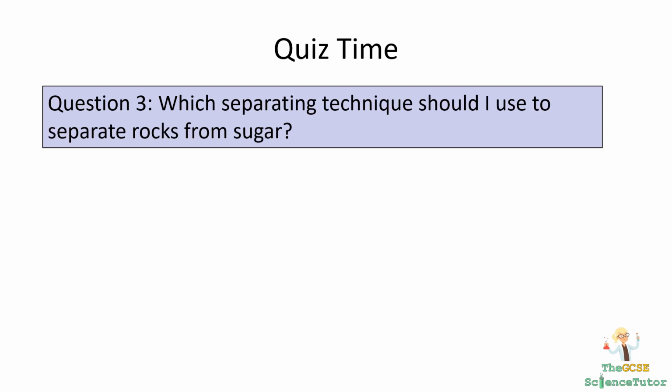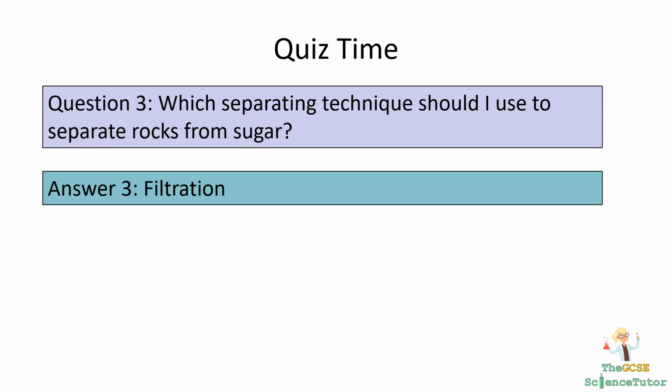Question 3. Which separating technique should I use to separate rocks from sugar? Well, rocks are insoluble in water, they do not dissolve, whereas sugar is a soluble substance that will dissolve. Therefore, we can use the process of filtration, where the rocks will get trapped in the filter paper, whereas the sugar can dissolve in water and pass through the filter paper.